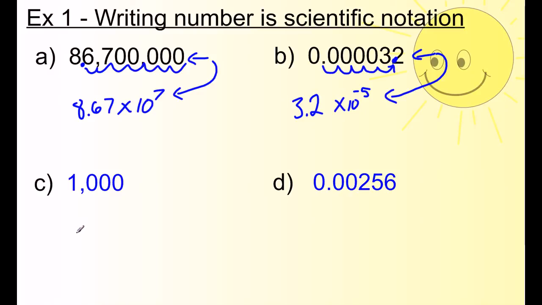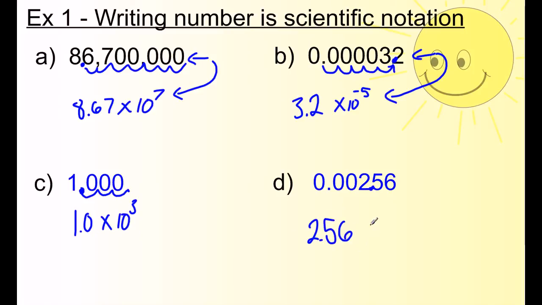Alright, first one. You should get, well, we want the decimal here, so it'd be 1.0 times 10 to some power. Well, if it started here, 1, 2, 3, so it's to the 3rd power. 1.0 times 10 to the 3rd. Letter D. I want the decimal to be here because that gives me a number with 1 number in front of the decimal.